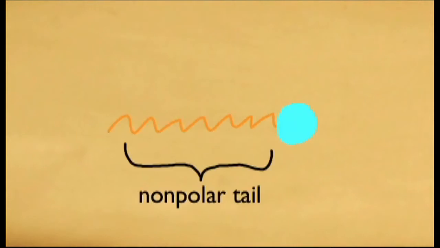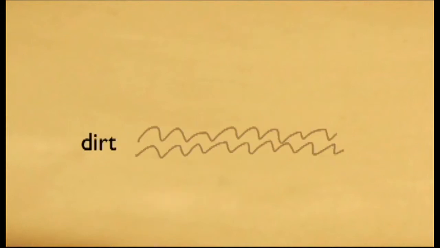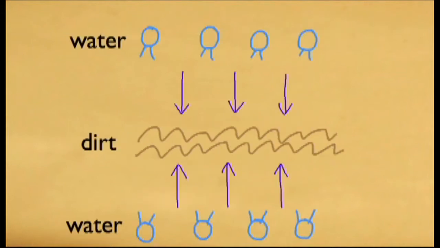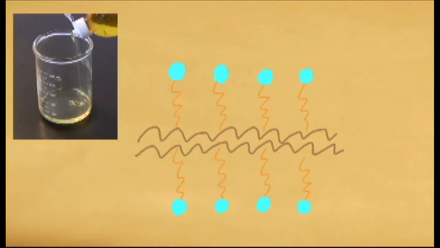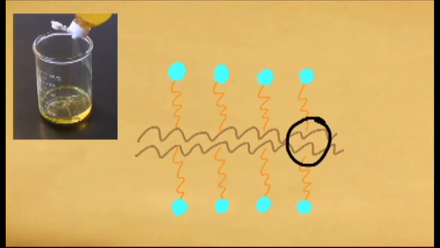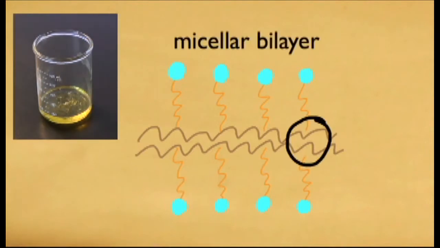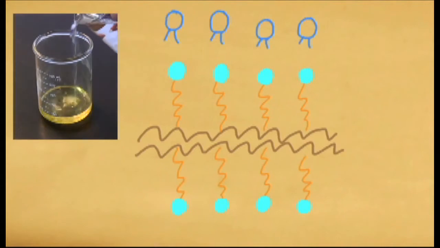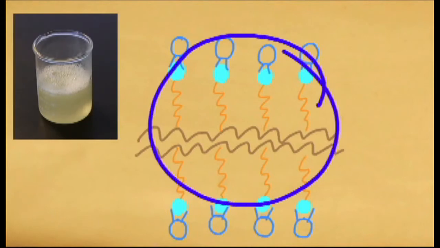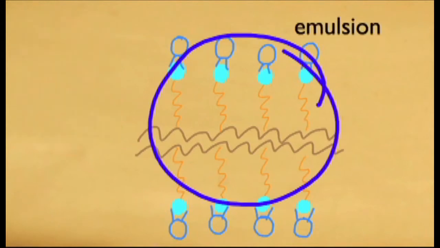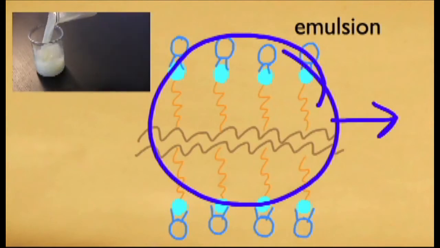So this is where soap comes in to help us. The soap molecule has a long nonpolar tail and a short polar head. The grease on your frying pan is nonpolar, so trying to wash it away with water is ineffective. When we add soap to the grease, the nonpolar tail of the soap molecule attaches to the dirt, forming a micellar bilayer. When we add water to the mix, the polar head of the soap molecule attaches to the water, so the soap acts like a bridge between the water and the dirt, and the resulting mixture is called an emulsion. And now we can easily wash the emulsion away with water.